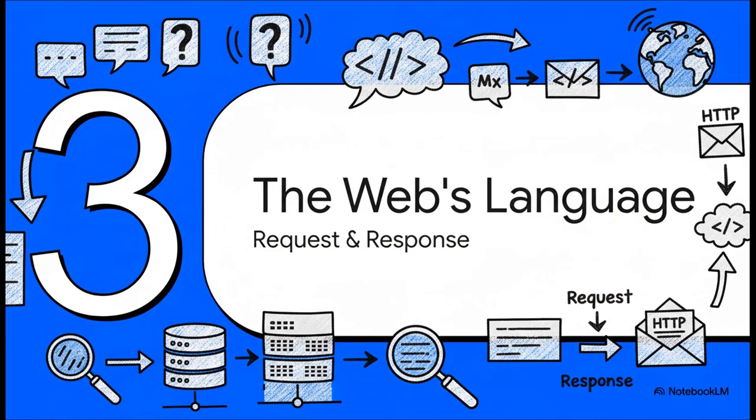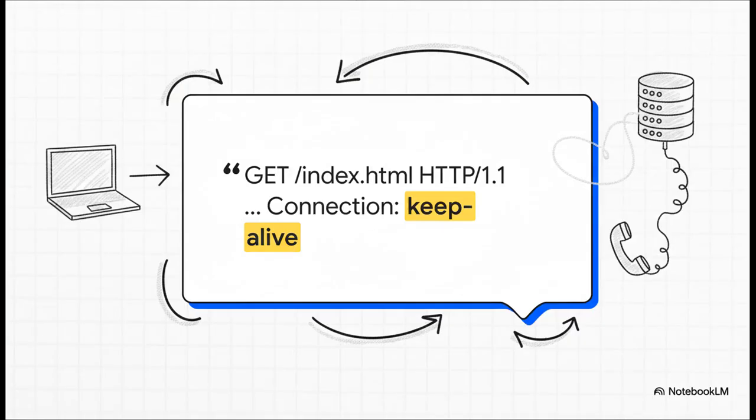Okay, so we know the structure of the conversation, but what are they actually saying? Let's take a look at the messages themselves. This is what a real request from your browser looks like. And the coolest part about it is that it's simple. It's just plain text. You can literally read it. It's saying, get me this file, I'm looking on this host, and check out that last line. Connection: keep-alive. That right there is the instruction to use a modern, persistent connection. It's telling the server, hey, don't hang up the phone.